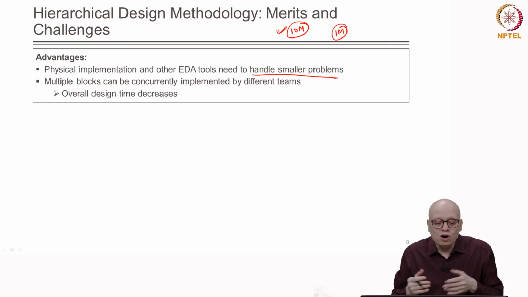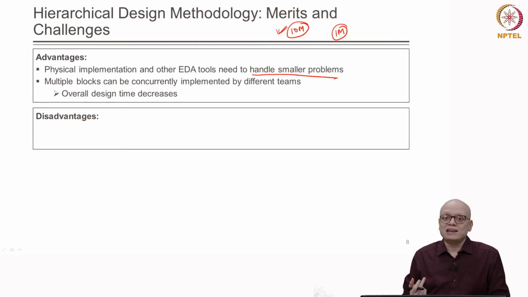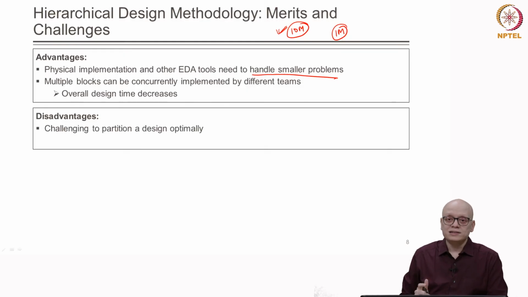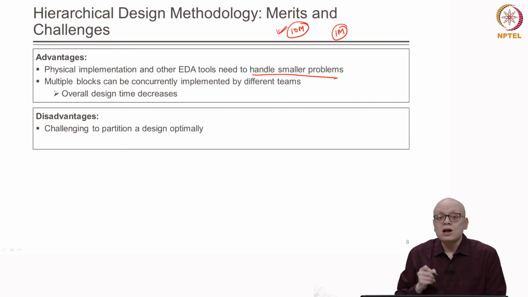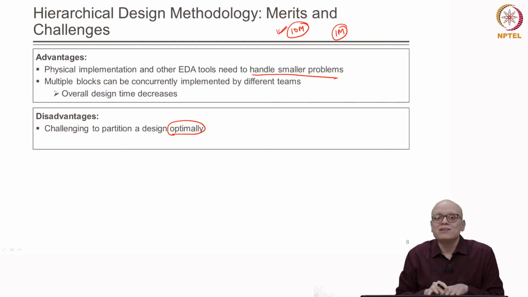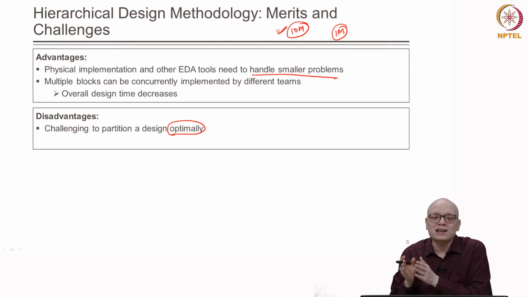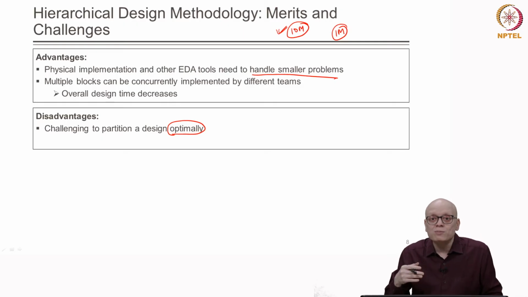And therefore, the overall design time of a chip can reduce. Now, what are the disadvantages of block hierarchical design methodology? One of the disadvantages is that it is challenging to partition a design optimally. Of course, we can partition our design in many ways, but is it optimal? Are we getting the best figures of merit? The answer is that it may not be, because the problem of partitioning itself is very difficult or challenging.